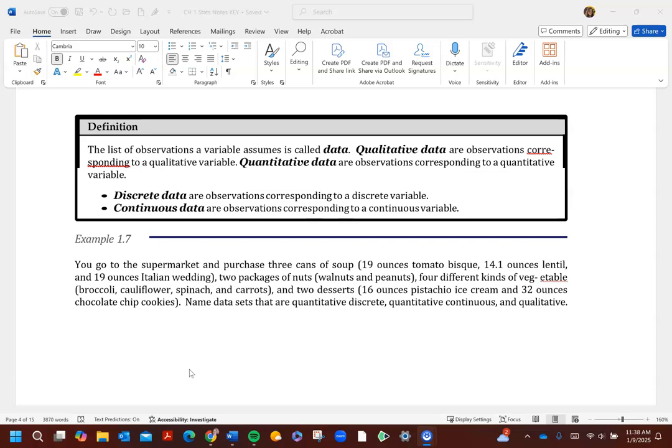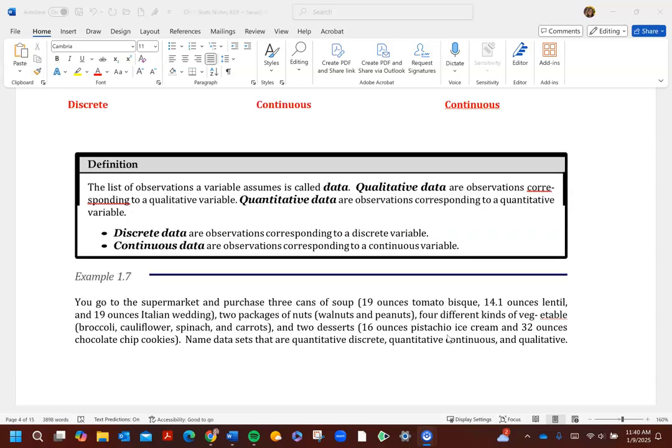So quantitative discrete, I'll name a couple. The number of cans of soup, for instance. See if you can think of another one. Continuous would be the number of ounces in the cans. See if you can jot down what else you think. Categorical might be the name of the soup. So jot down all the things you think of.